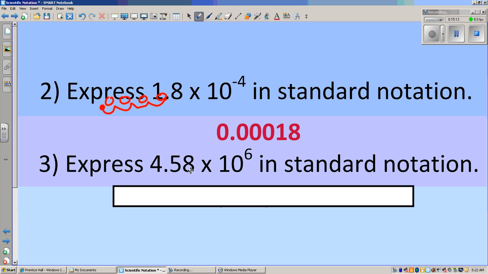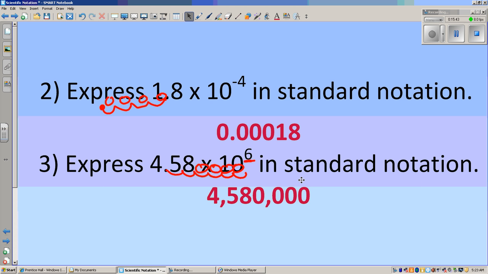Okay, what about here? 4.58 times 10 to the 6th power. We have a positive exponent, so we should be thinking that this is going to give us a very big number, which it will. We're moving this decimal 6 spaces, 6 units. So if we do that, 1, 2, 3, 4, 5, 6, I'm going to fill in these empty spaces with zeros. So we should end up with the number 4,580,000.